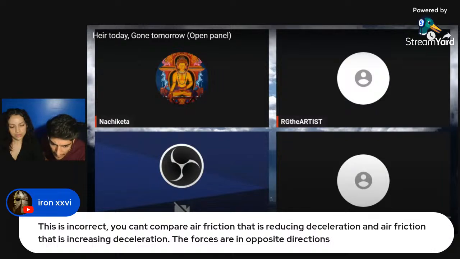This is incorrect. You cannot compare air friction as reducing the deceleration. That's the air pushing up, I believe, reducing the deceleration of an object. And air friction that's increasing deceleration, that's what you're doing in the horizontal vector. You're saying that's increasing the deceleration.